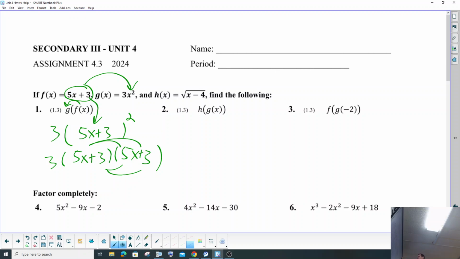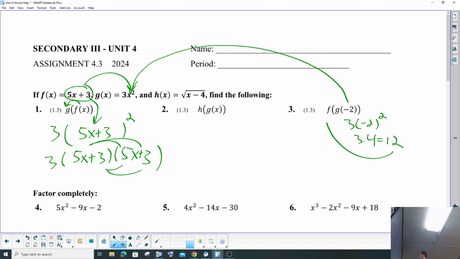Good. Number 2, I think, is on Canvas. Give that one a try. So g of negative 2 means we take negative 2 and we plug it in for x in g. So 3 times negative 2, all squared, which is a positive 4. And 3 times 4 is 12. Nice. So then we take 12 and we go ahead and plug that into f now. Remember, input, output becomes the input for the next function, final output. Don't forget how to do that.